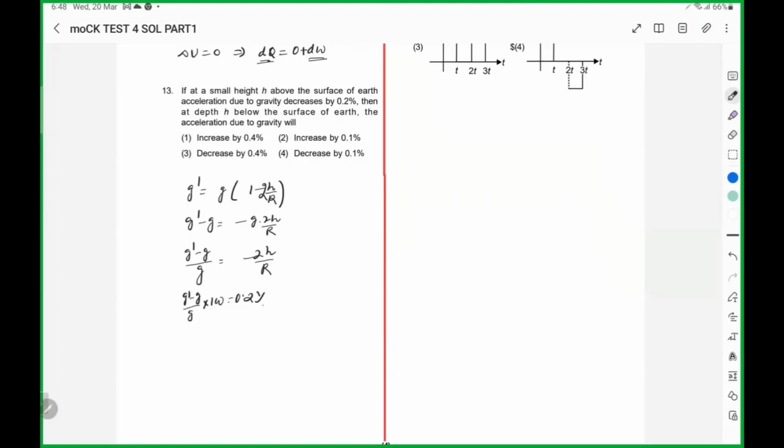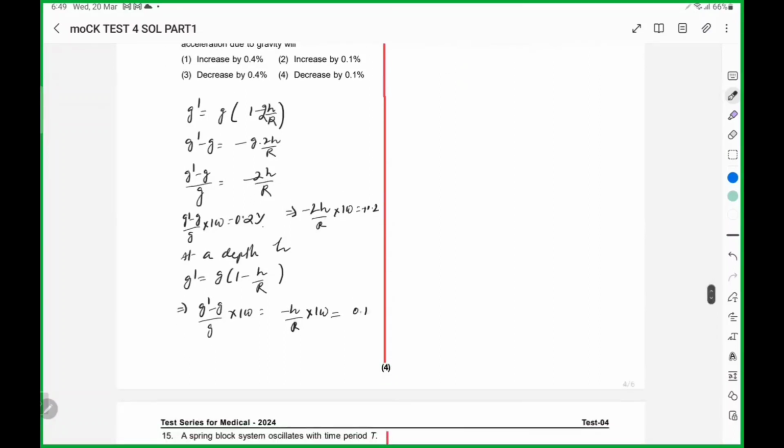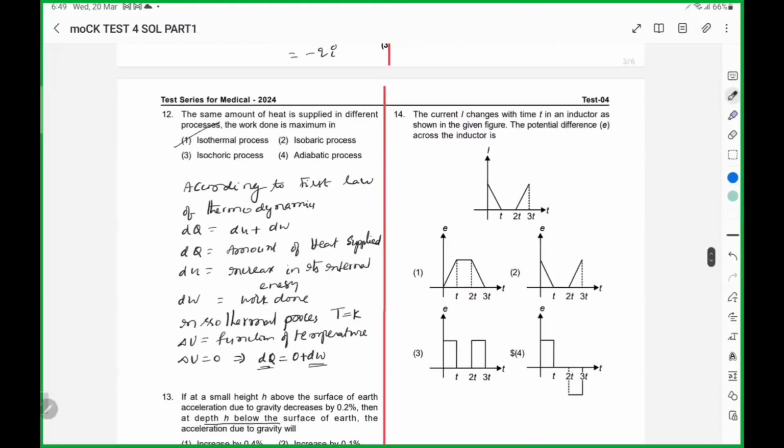0.2%. Acceleration due to gravity decreases by 0.2%. At a depth d, acceleration due to gravity is g into 1 minus h by r, which implies (g dash minus g) by g into 100 is minus h by r into 100. Here it is minus 2h by r into 100 is 0.2%. From here, h by r is 0.1%. So it decreases by 1%.